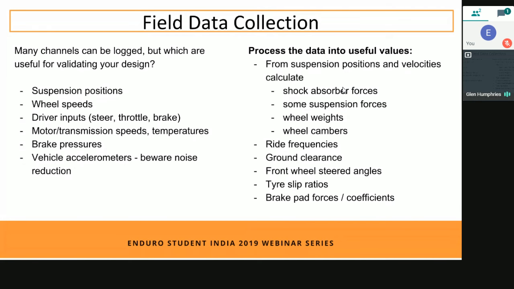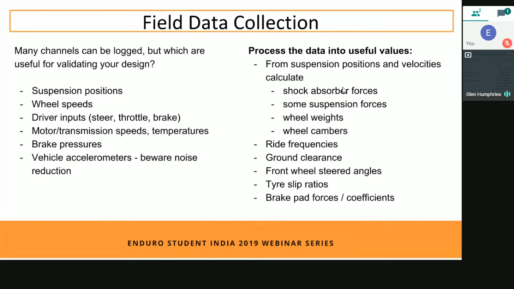Wheel weights. How much is another thing we can calculate based on our suspension positions. We can estimate it, and that'll give us our weight distribution, and particularly our dynamic weight distribution. As the car's driving, how is the weight moving around? Wheel camber, another thing of back calculating your geometry. If we know where the suspension is, what can we do with our original geometry numbers to figure out whether the car's doing what we want?